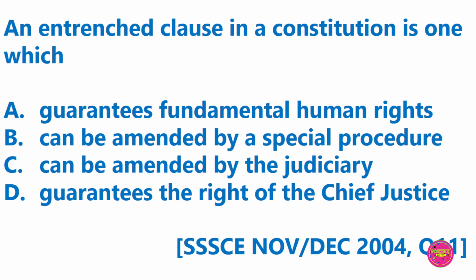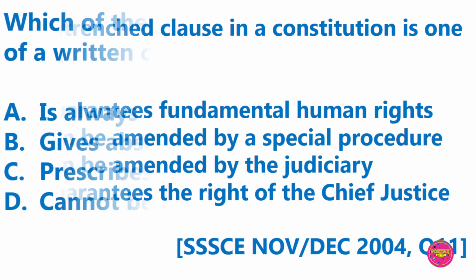An entrenched clause in a constitution is one which A. Guarantees fundamental human rights. B. Can be amended by a special procedure. C. Can be amended by the judiciary. D. Guarantees the right of the Chief Justice. The correct answer to this question is B. Can be amended by a special procedure.